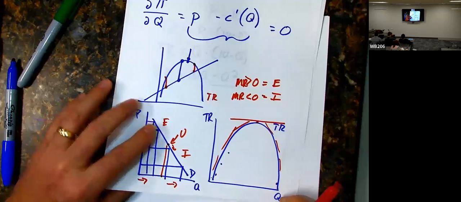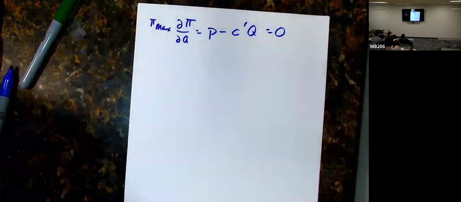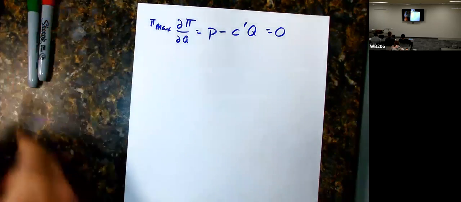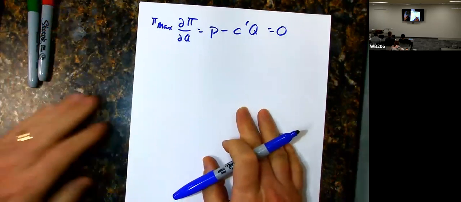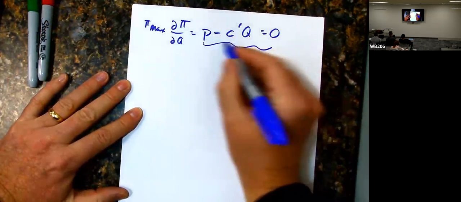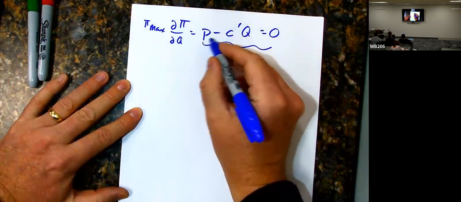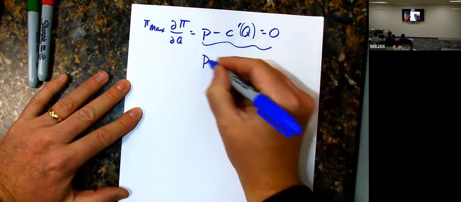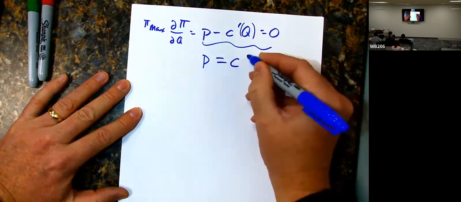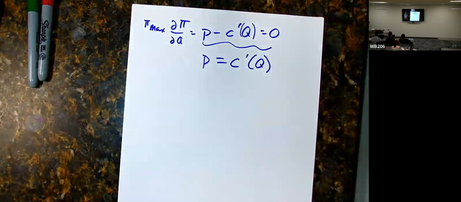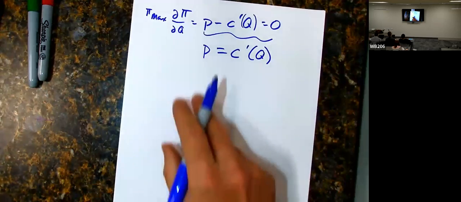Okay. I may have lost some of you, but I'm going to keep going because I'm benevolent. Statistic. That'd be great. Okay, well, if this is true, then profit is maximized when I can rearrange this. I can say, well, price minus the first derivative of cost with respect to quantity equals zero, then price is equal to this function.